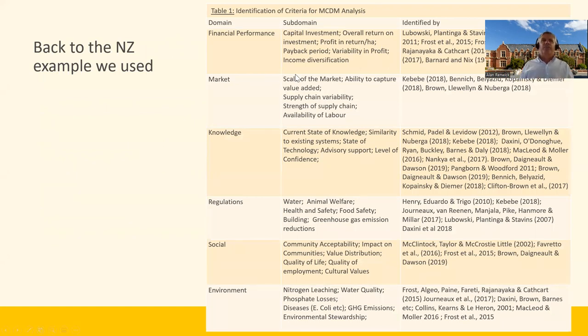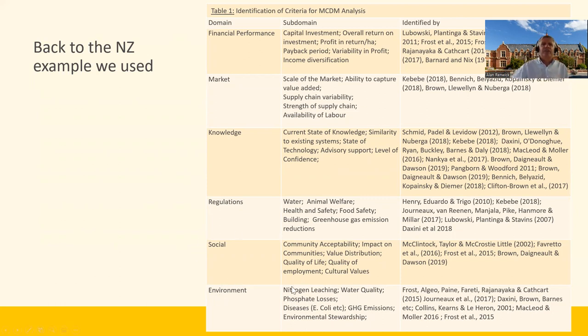If we go back to the example we used, we came up with six domains, and within those six domains we had, mainly most times, six subdomains. We identified these largely through the literature, through discussion, etc. Our six domains are financial performance, market, knowledge, regulations, social, and environment. For example, in environment, we found that in the New Zealand context, nitrogen leaching, quality of water, phosphate losses, diseases, greenhouse gas emissions, and broader environmental stewardship were important factors that farmers or land managers took into account. And so these became domains and subdomains.